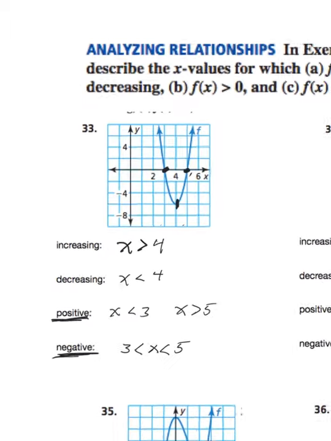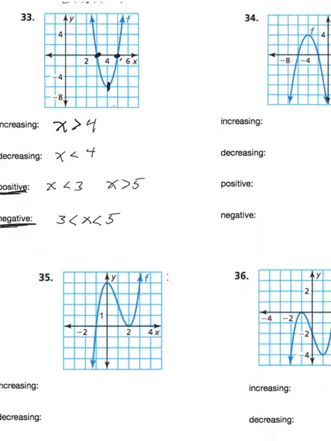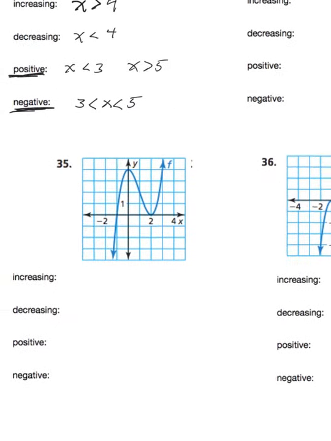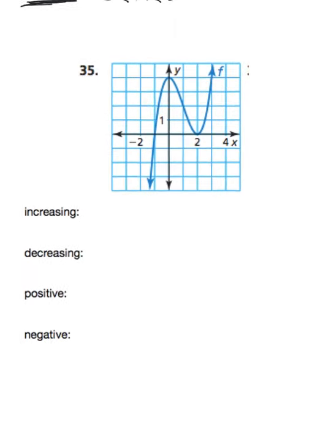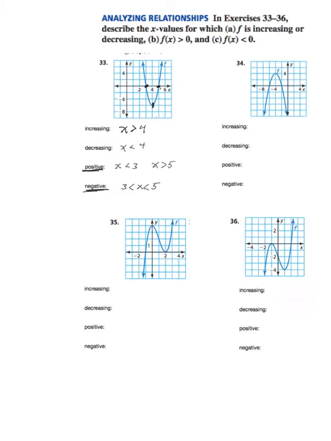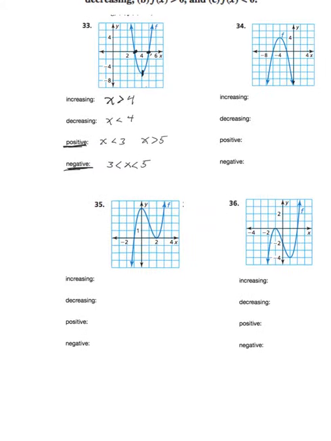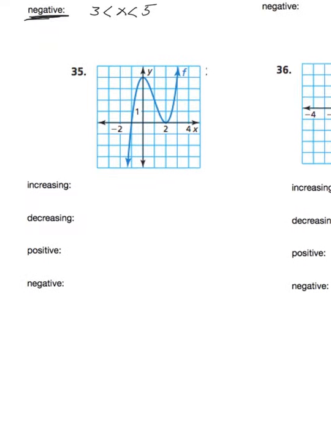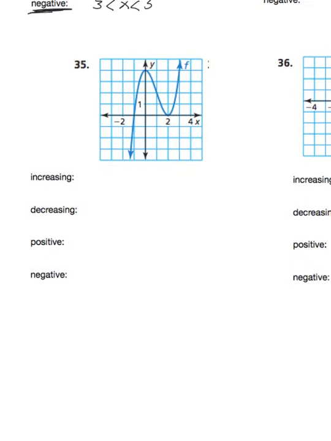Okay, do we get that? Maybe we should do another. Let's go down to 35. 35 is probably the worst one on the page. We just did 34 and 33, so let's do 35. In terms of critical points, you know, where it touches the x-axis.